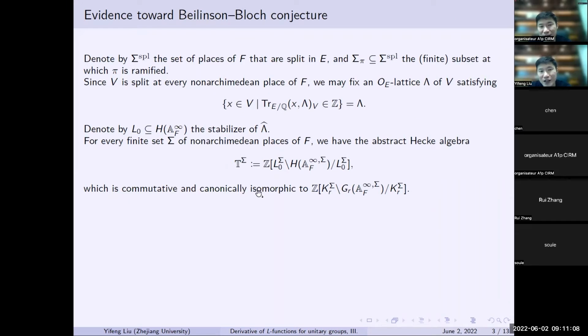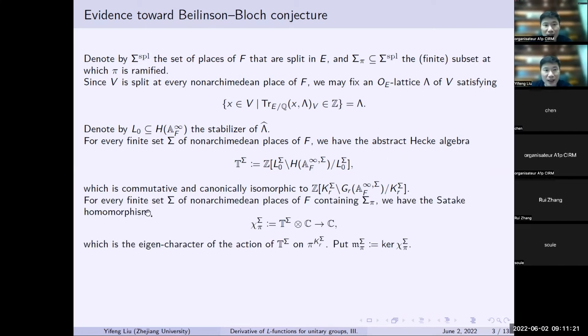And it is actually canonically isomorphic to the similar Hecke algebra, but for the other unitary group G_R, also away from sigma. And for every finite set sigma of non-Archimedean places of F containing this ramified set sigma pi, we have the Satake homomorphism, I call chi lower pi away from sigma. Oh, sorry, this is not a colon equal, it's just a colon.